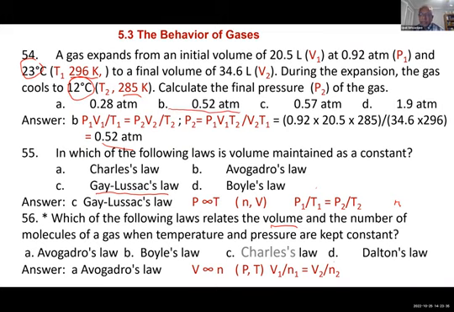Gay-Lussac's law is pressure and T. Avogadro's law is volume and N.